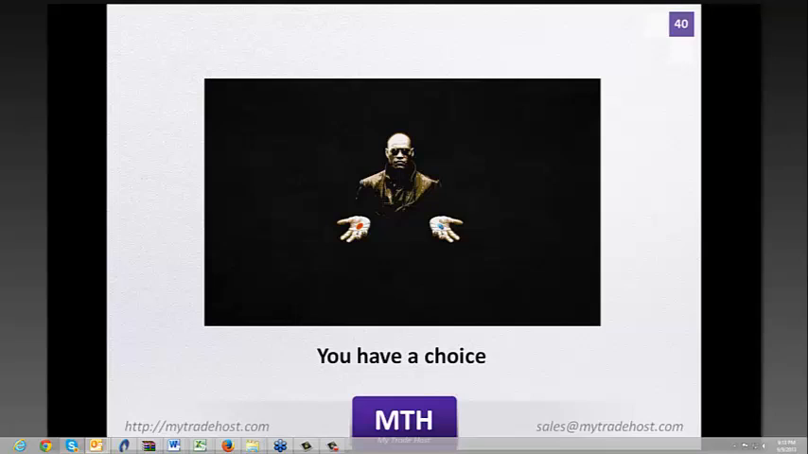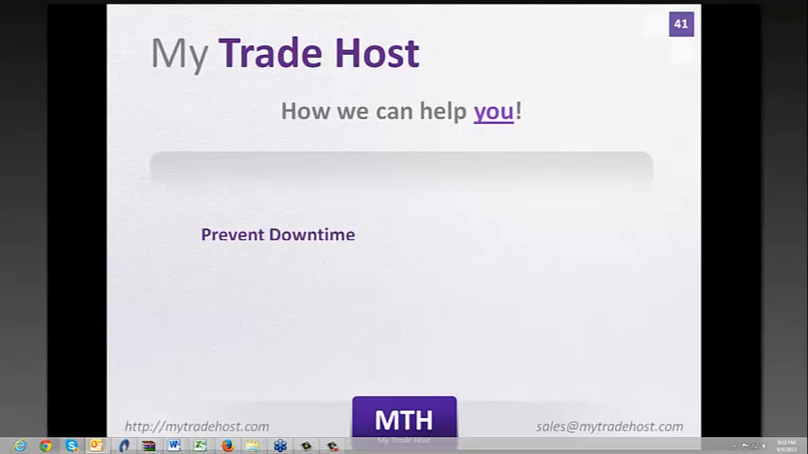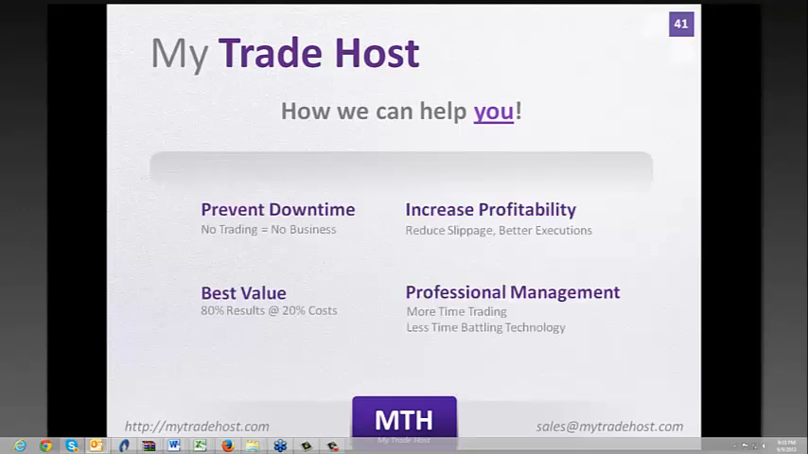At My Trade Host, our goals are to prevent downtime for you, because no trading equals no business, to increase your profitability by reducing slippage, and to give you better execution of your trades, to give you the best value possible by giving you 80% of the results that even a hedge fund at the exchange would get at 20% of costs by co-locating your server near the exchange or near your brokerage, and to give you the kind of professional management so you can spend more time trading and less time battling technology and the nuances of the new trading technologies that there are out there. And hopefully we can take your trading to new heights.